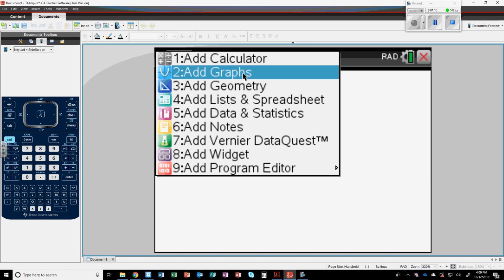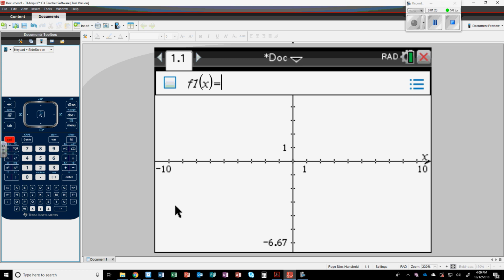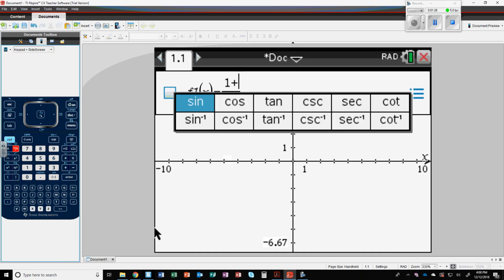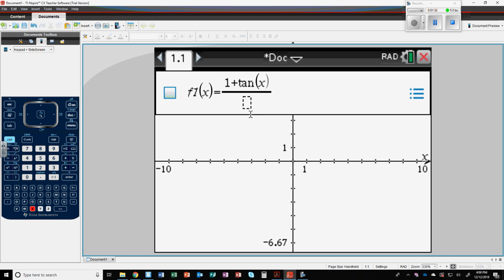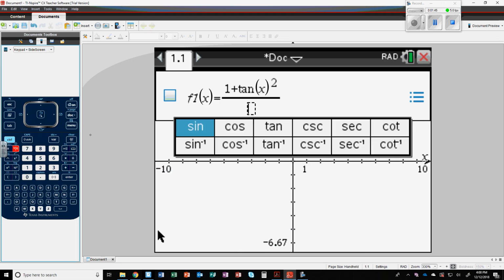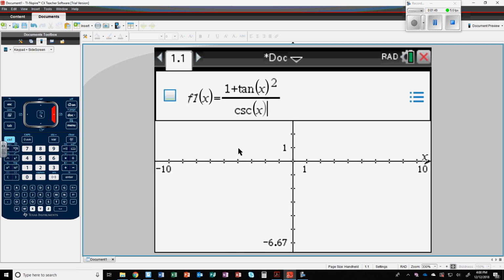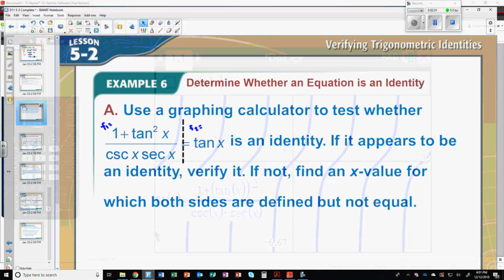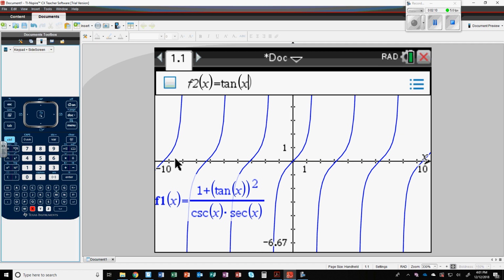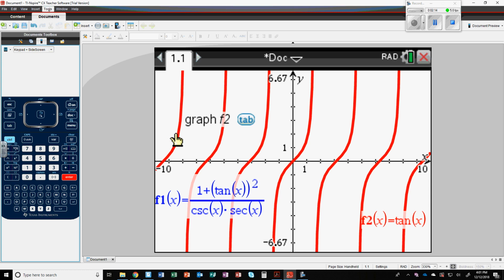The first equation was that we had a fraction of 1 plus tangent squared. And so you go to trig, tangent, x. Now what's weird in our calculator is we have to go outside the parentheses right there and square it from that spot. That's where we'll do the squared. It will not work in this location in our calculators. And that's over cosecant of x times the trig function secant x. And we want to see if this is congruent to the trig function tangent x. And enter, you see that they are.